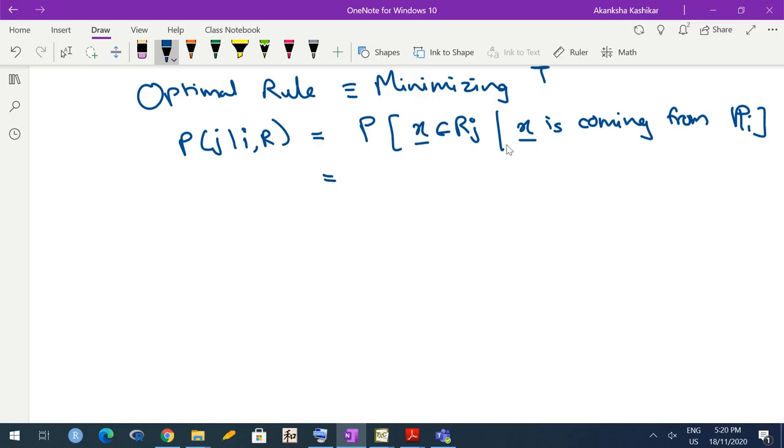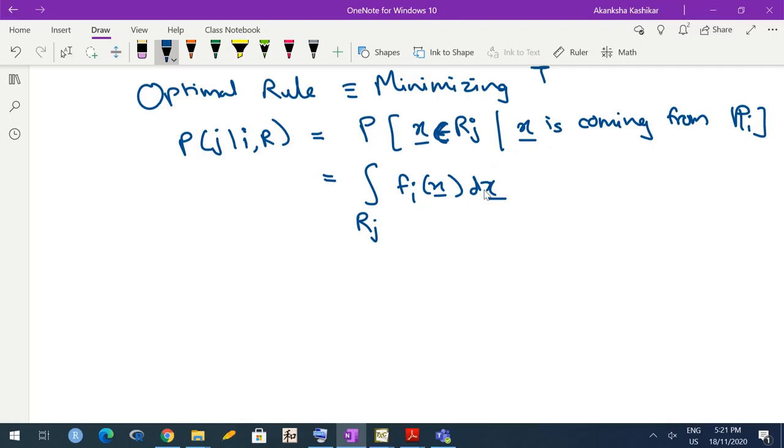So the conditional probability P(j | i, R) is the same as: when do I assign an observation to the jth class based on rule R? If x is belonging to Rj, that's what my rule says, then we assign it to population j when it is actually coming from Pi. And this probability, by our usual theory, can be computed by taking the integral over Rj of the PDF of x, which is fi(x), because x is coming from the ith population.